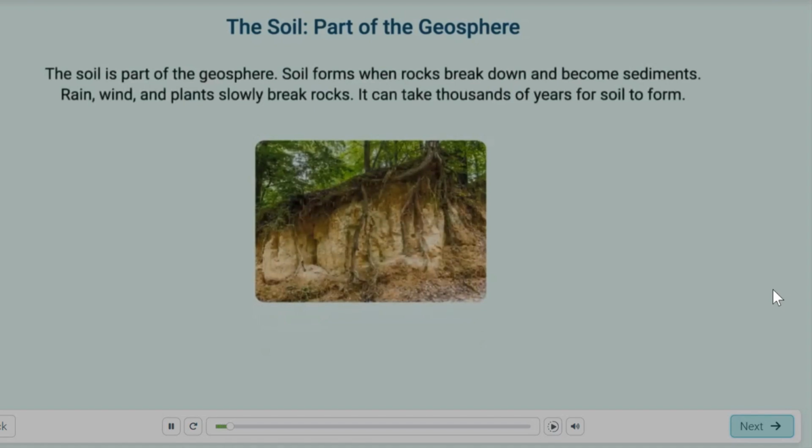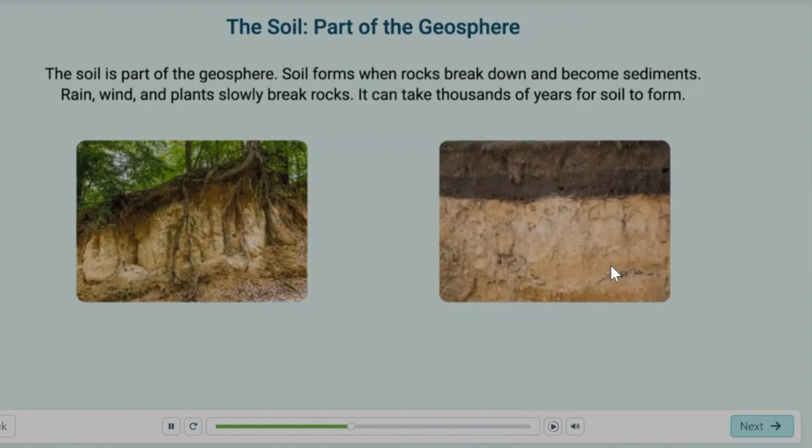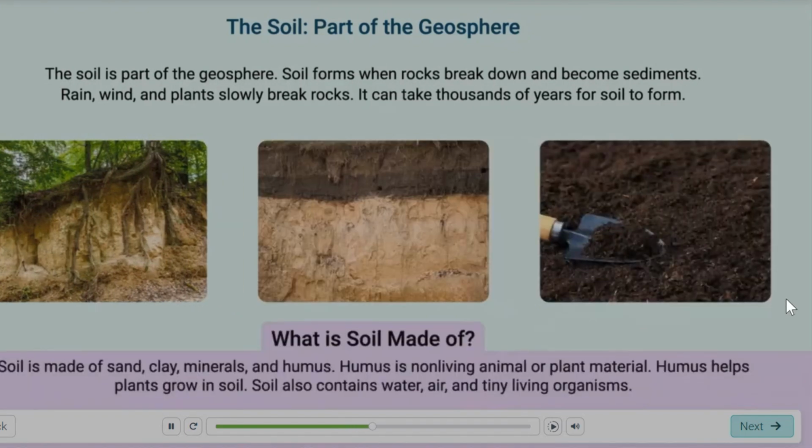The soil is part of the geosphere. Soil forms when rocks break down and become sediments. Rain, wind, and plants slowly break rocks. It can take thousands of years for soil to form. Soil is made of sand, clay, minerals, and humus. Humus is non-living animal or plant material. Humus helps plants grow in soil. Soil also contains water, air, and tiny living organisms.